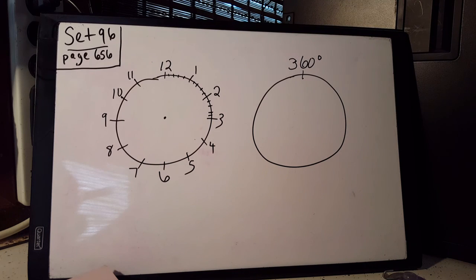Hi everybody, this is set 96 on page 656. This lesson is about estimating angle measures and distributive property with algebraic terms.